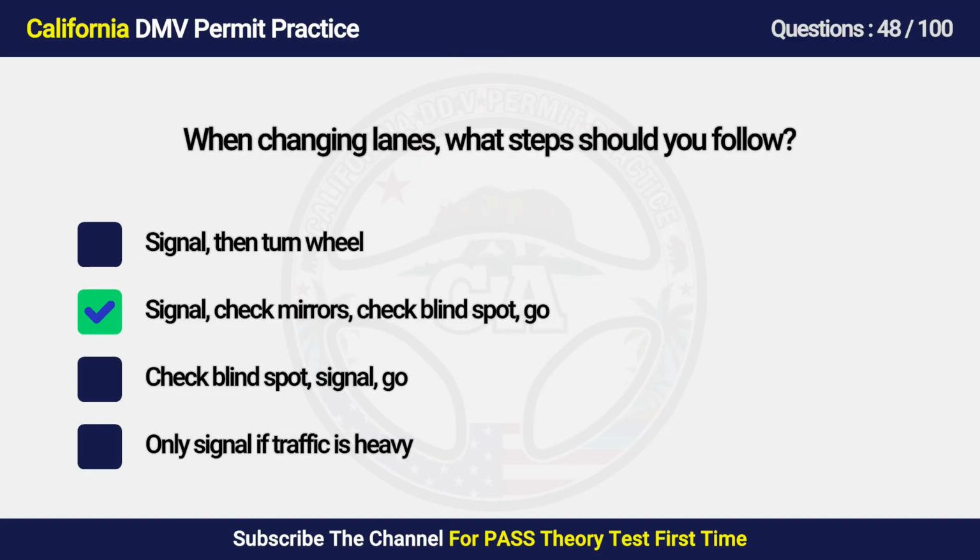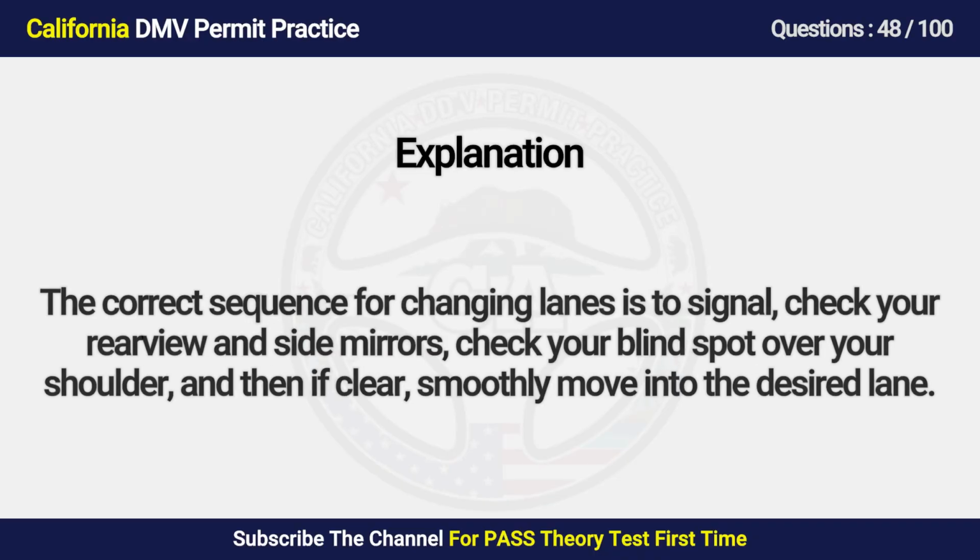Answer is B. Signal, check mirrors, check blind spot, go. The correct sequence for changing lanes is to signal, check your rearview and side mirrors, check your blind spot over your shoulder, and then if clear, smoothly move into the desired lane.